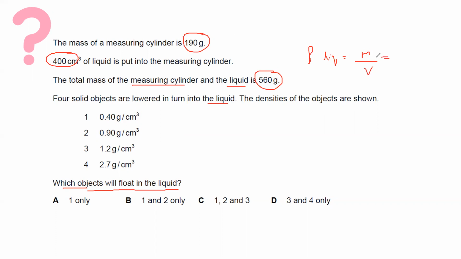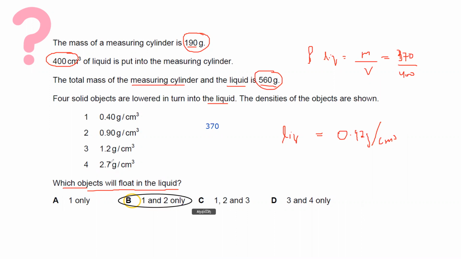It's the mass of the liquid divided by the volume. So what is the mass of the liquid? 190 is the empty cylinder and 560 is the filled. So 560 minus 190, that is 370. So 370 is the mass and the volume is 400. So 370 divided by 400, that's equal to 0.92. So 0.92 gram per centimeter cube is the density of the liquid or the fluid. And we add these objects.